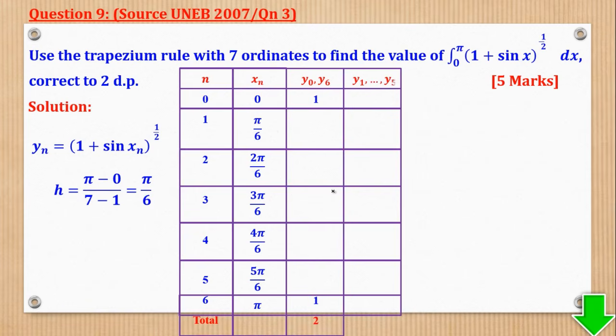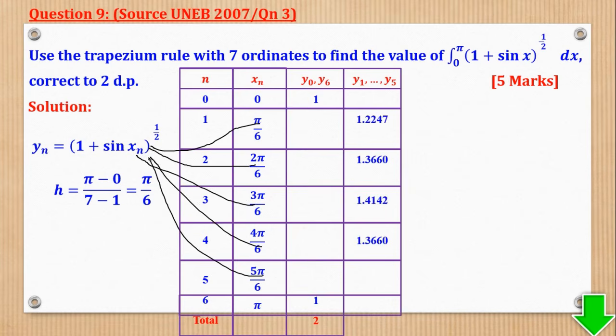Then we shall go to the intermediate ones. Put this one here, come up with that, and repeat for each of the intermediate values. Then add all these values to come up with that. So I think you realize that I'm using 4 decimal places because the accuracy is 2, so I add 2 more.